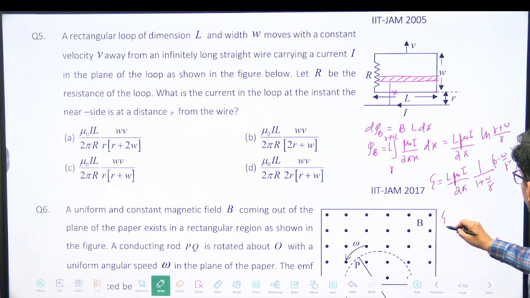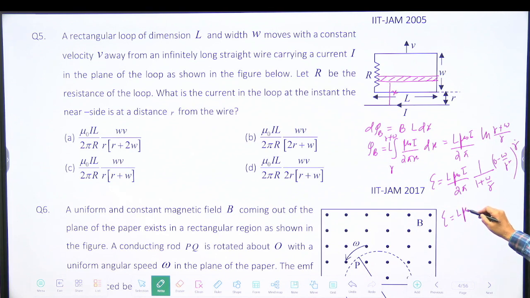So the EMF is equal to L into dR by dt. We are taking the derivative with respect to time, so into R dot. So it will be L mu naught I by 2 pi, R by W plus R, minus W by R square, into V. One R and one R cancel, and we just have to write the magnitude. So it will be mu naught L I W V upon 2 pi R into (R plus W). So which option is correct?